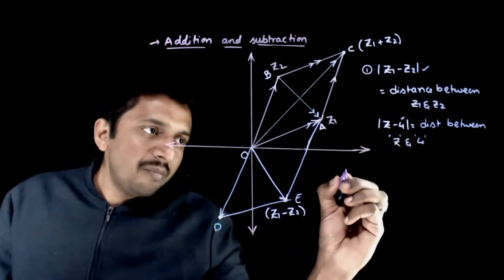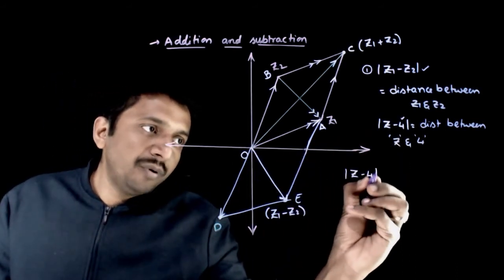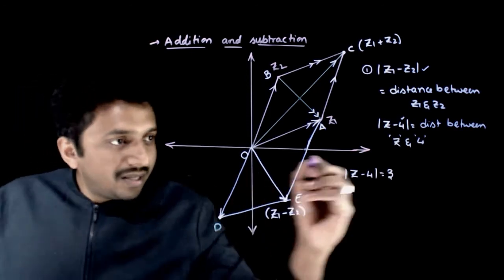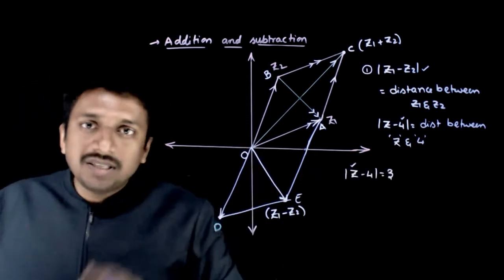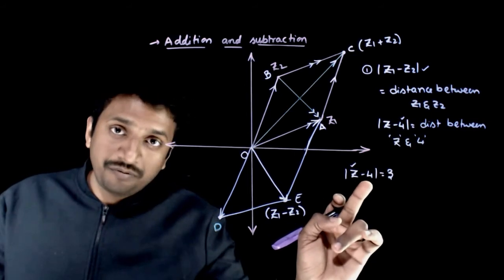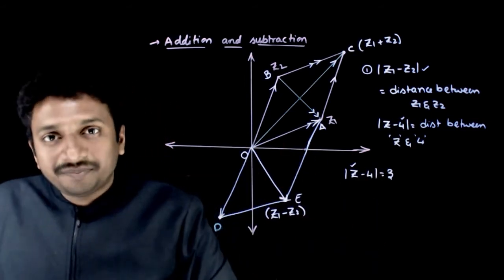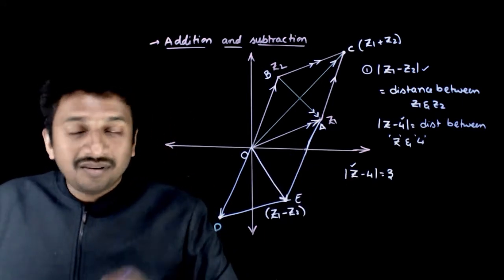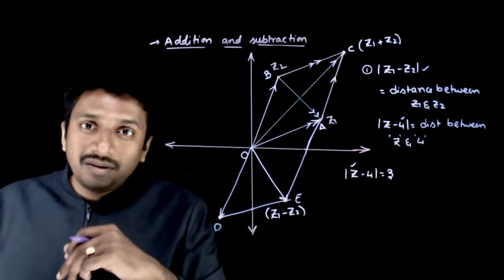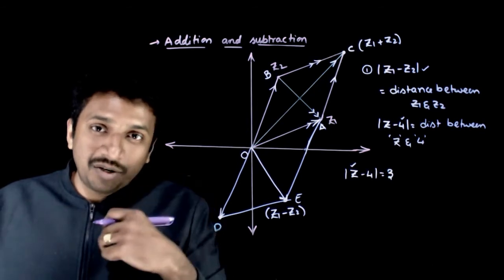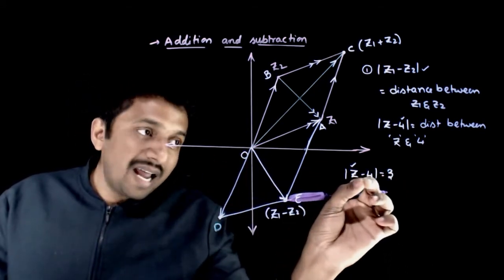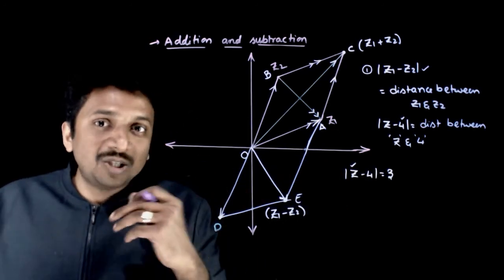If I say mod of Z minus 4 is equal to 3, what is the meaning of this? The distance of the complex number Z from the complex number 4 is equal to 3. So what are the complex numbers which satisfy this equation? If I ask you to solve this equation, what is the general idea that you get from reading it? The distance between Z and the complex number 4 has to be equal to 3.